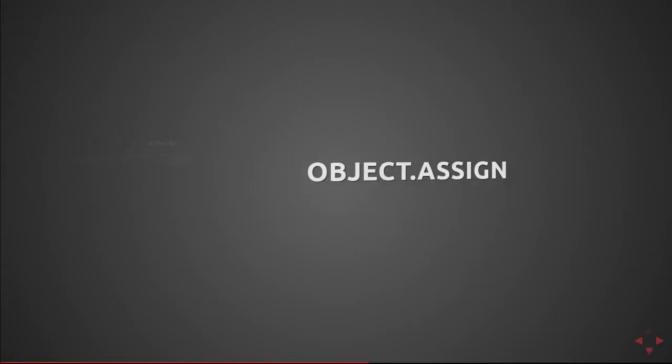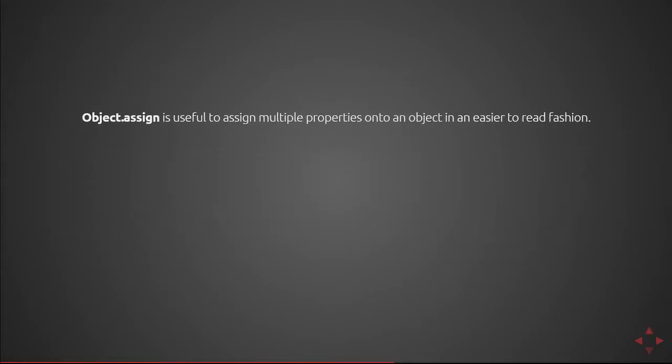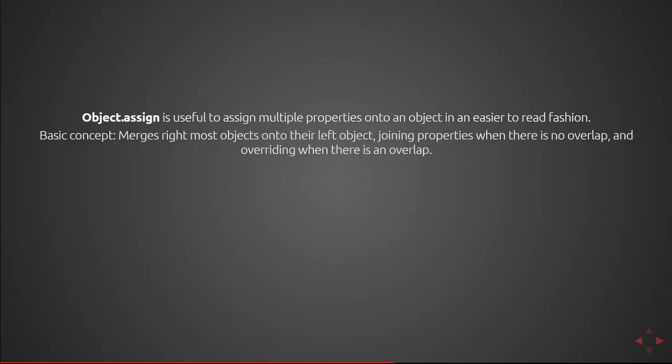Next, we're going to cover Object.assign. Object.assign is useful to assign multiple properties onto an object in an easier to read fashion than declaring them one by one. The basic concept is that it merges the rightmost objects onto their left object, joining properties where there's no overlap and overriding where there is an overlap.